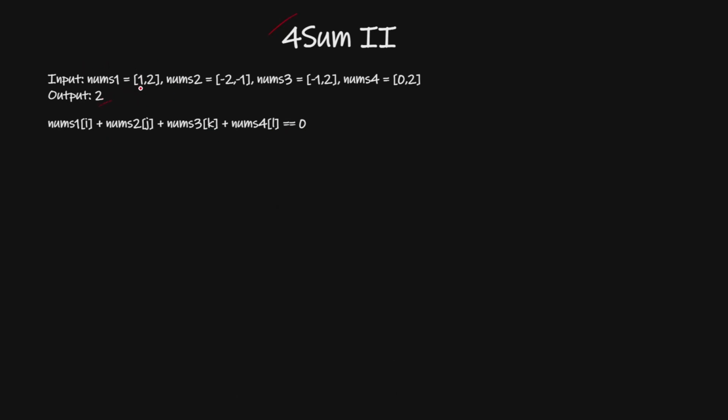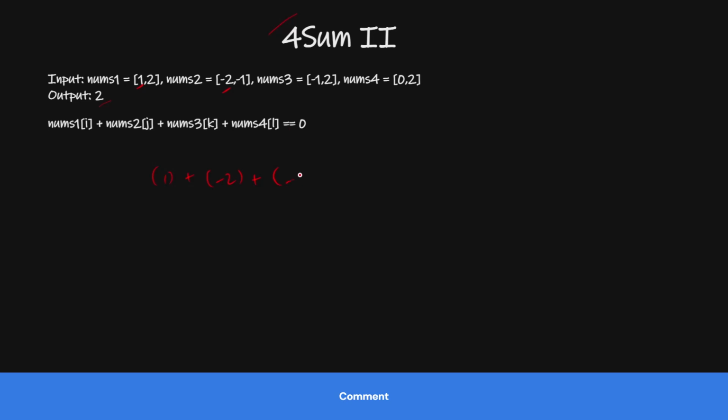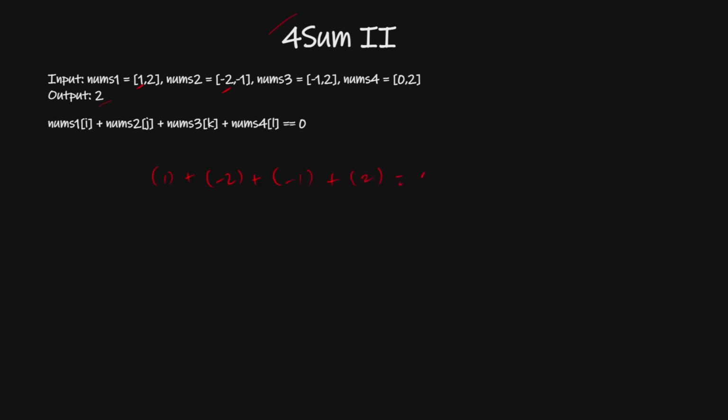That means if I take 1 from here, minus 2 from here, and 1 from here, add minus 2 into it, and then what could I add here? I can take minus 1 here and I can add this 2. So this will make 0.